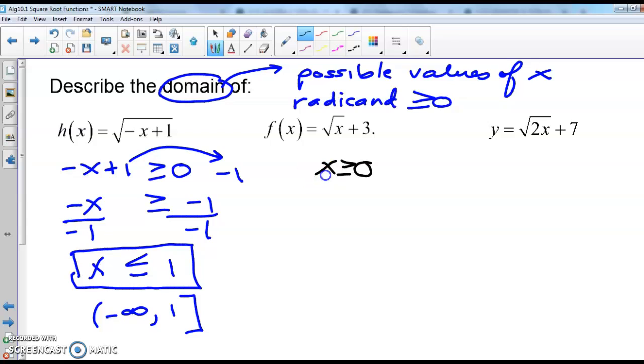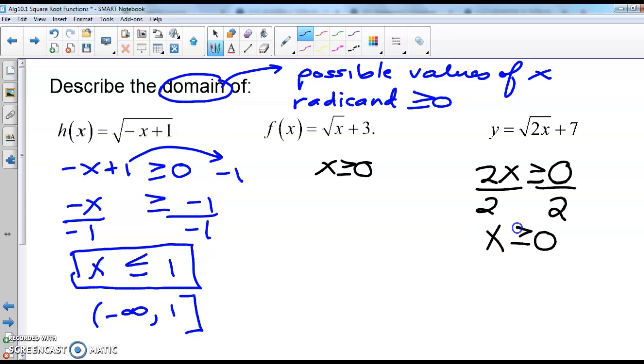But since x is already by itself, you don't have to do any more calculation. Now, what if there's a number or a coefficient before the x, and there's a number outside the radical sign? So what are you going to copy? You are only going to copy this. So 2x is greater than or equal to 0. You have to divide both sides by 2 to get the x by itself. So x is greater than or equal to 0.